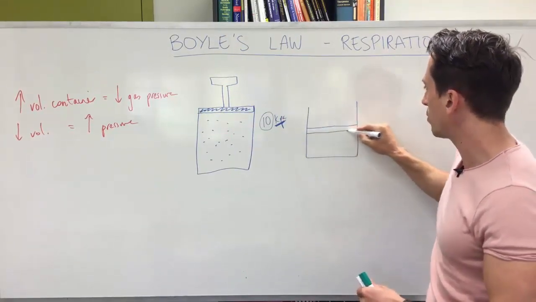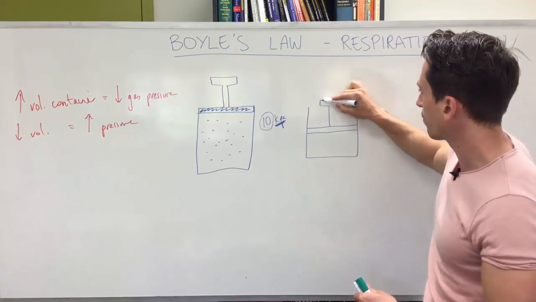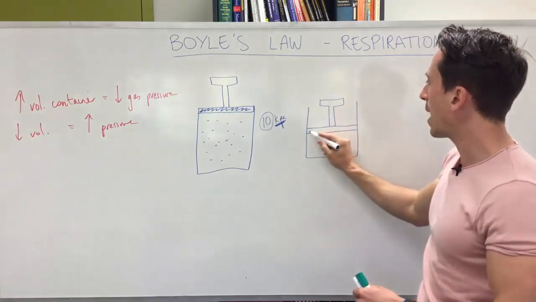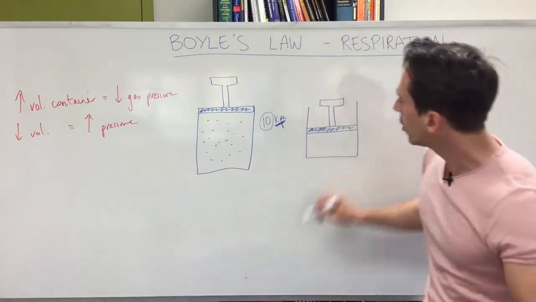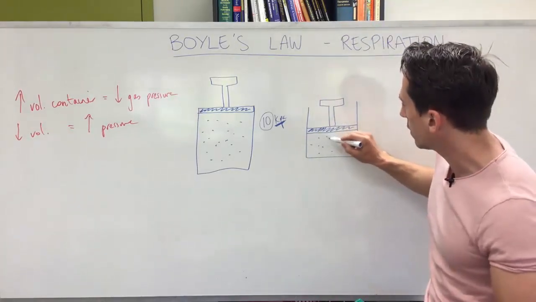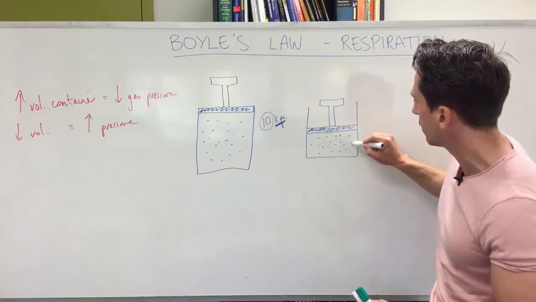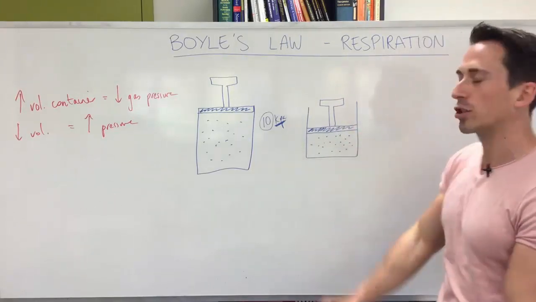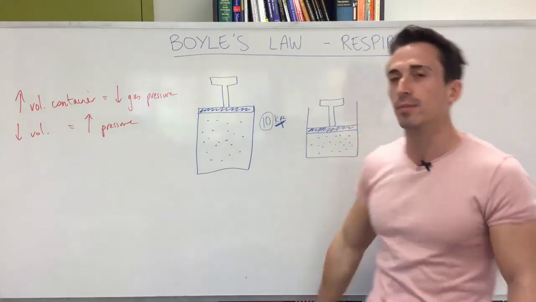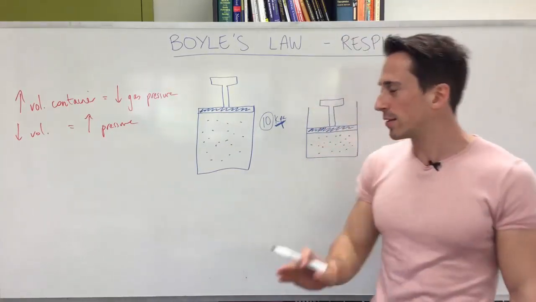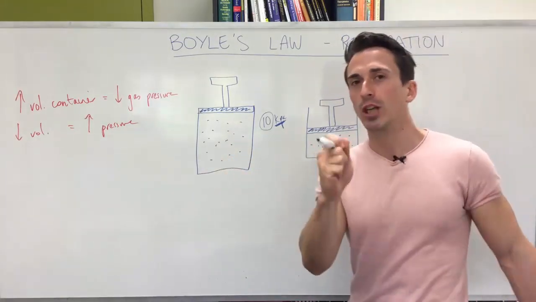So we've pushed down on the plunger. And what ends up happening is, how many molecules of oxygen did we begin with? 20. We now have 20 oxygen molecules still within this container, but they now have less space to move around. So let's think about this for a second. Let's think about what pressure actually is.